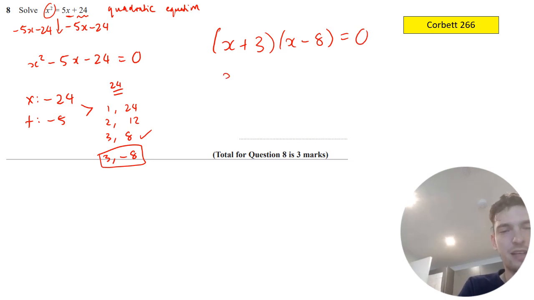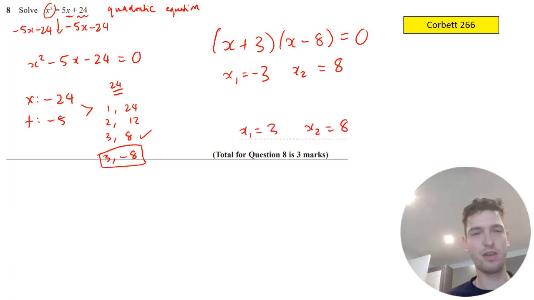And I have x1 and x2. What value makes the bracket 0? Minus 3 and 8. So I'm going to put my answers on my number line. It's really important that you are able to recognize when we've got a quadratic equation. And there's lots of good questions in that Corbett reference that I've got in the top right-hand corner of the screen.